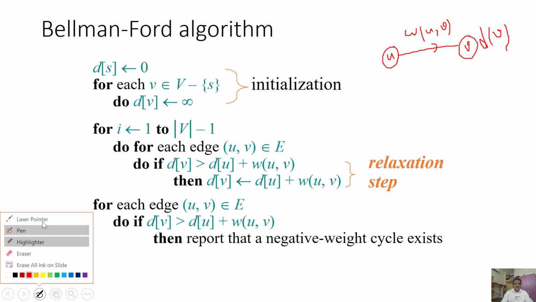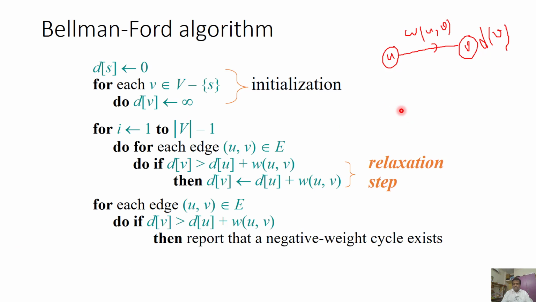Now, we have a path: we can go from S to U with a cost d of U, plus we can take this W of U V. So, this is a new path from S to V. Now, if this path is better than the earlier path, so if this is less than d of V, then we must update. That is what the relaxation step is. We must change the key value of this vertex to this new weight.